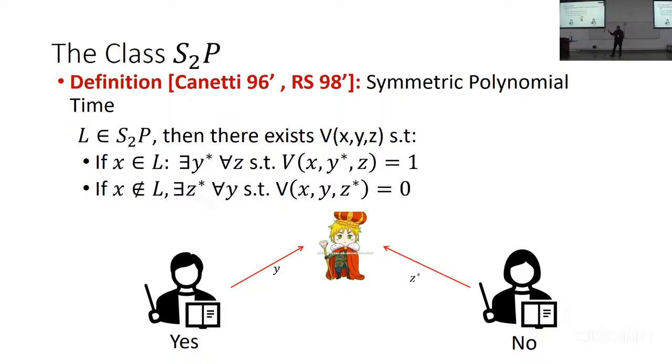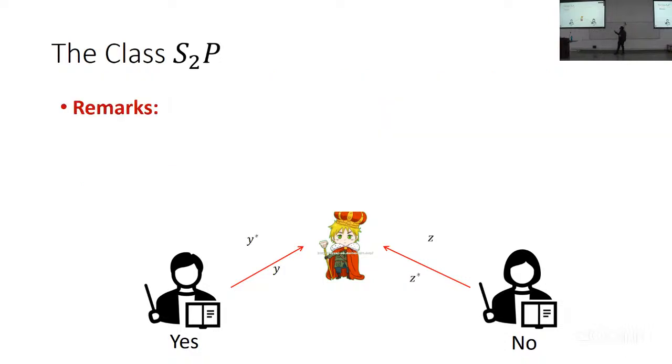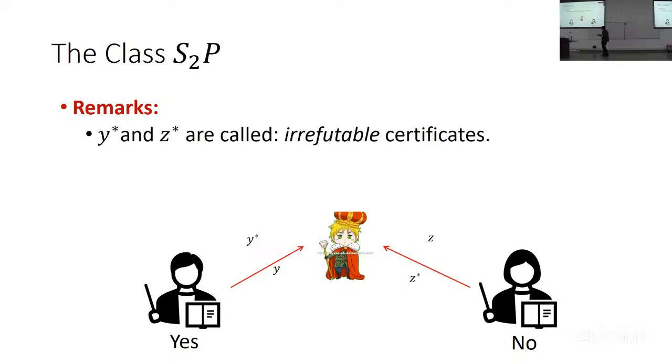That's the class. This is a little bit different than Sigma 2P because in Sigma 2P, the no prover can actually see what the yes prover says and then give a message. Now it's kind of parallel. In the 90s they had some crypto application, but it was really to capture BPP. That's why they defined this class. But it's not even a very powerful class.